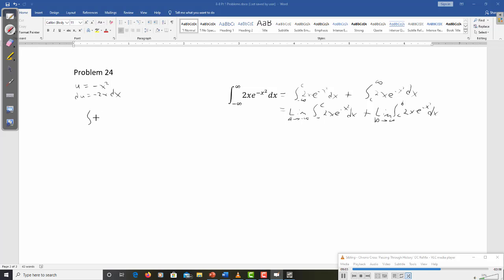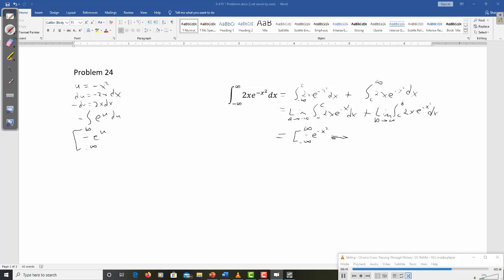This becomes the integral of, I need negative du is 2x dx. So this becomes negative the integral of e^u du, which becomes negative e^u, evaluated from negative infinity to infinity. Oh, I haven't actually plugged in my u again, so this becomes negative e^(-x²) evaluated from negative infinity to infinity.